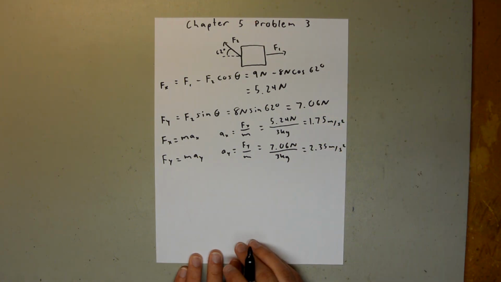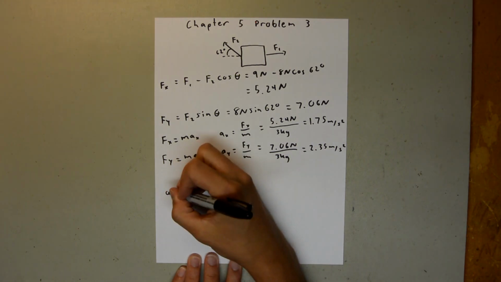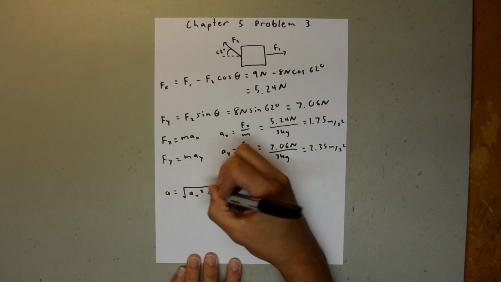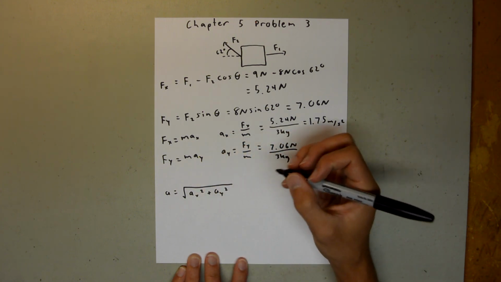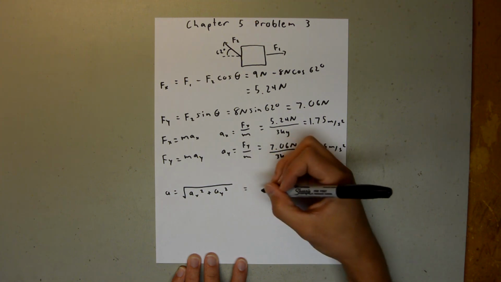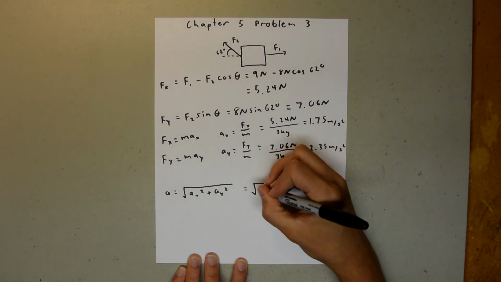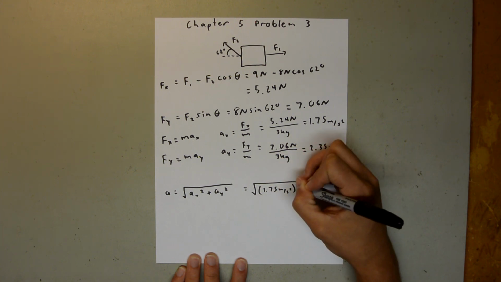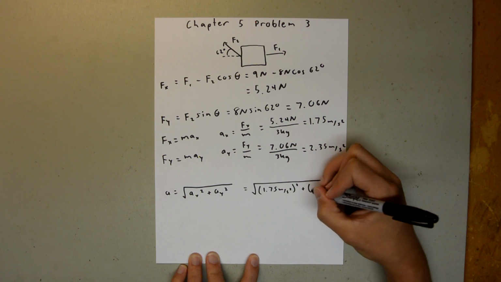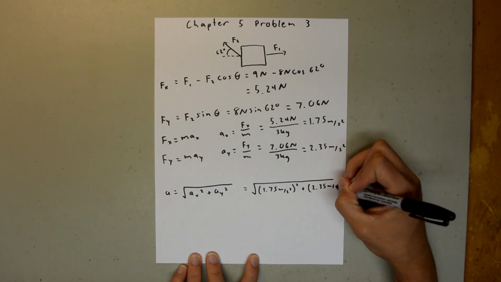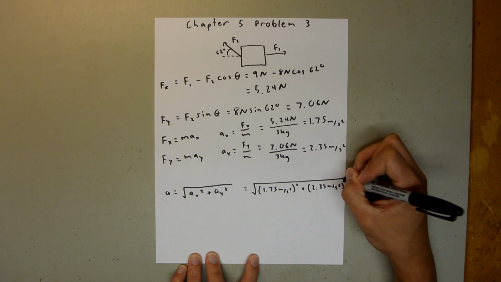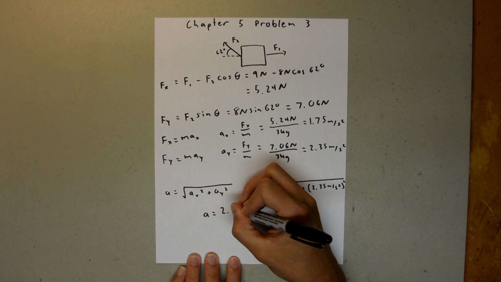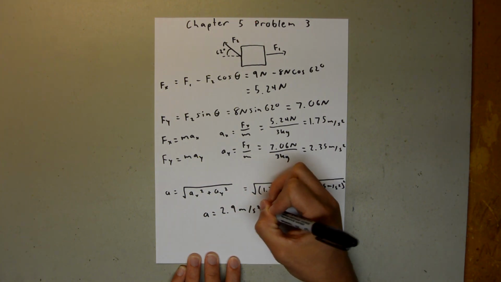And so we're asked to find the magnitude of the acceleration. So a is equal to the square root of a of x squared plus a of y squared. So that is equal to the square root of 1.75 meters per second squared, squared, plus 2.35 meters per second squared, squared. And when you plug that into your calculator, you should get that a is equal to 2.9 meters per second squared.